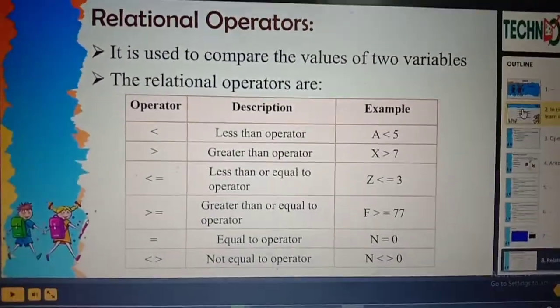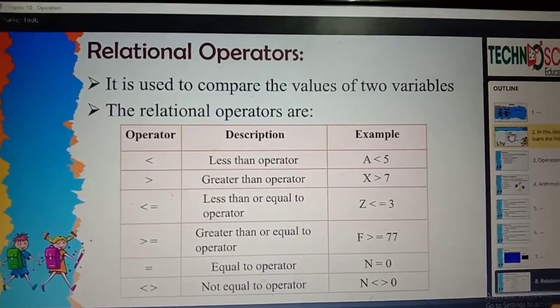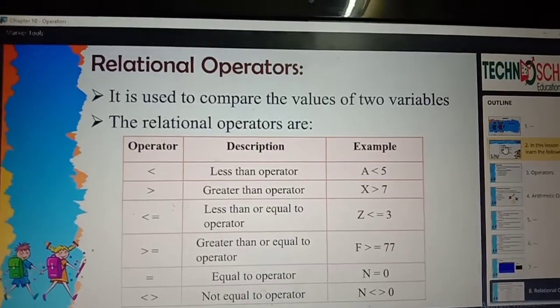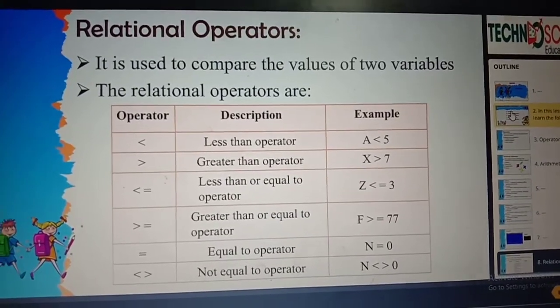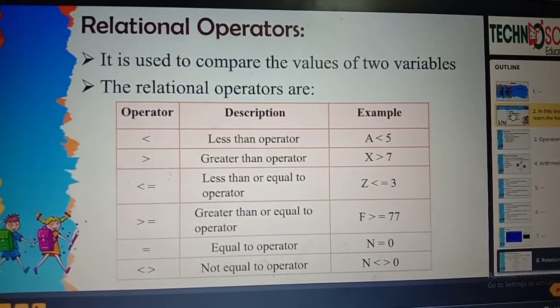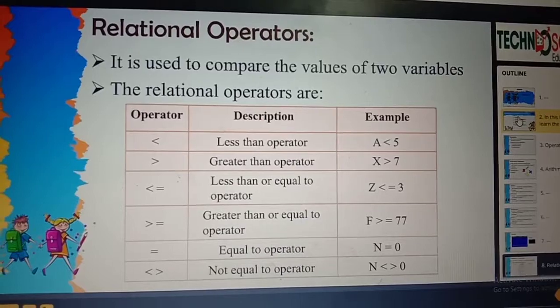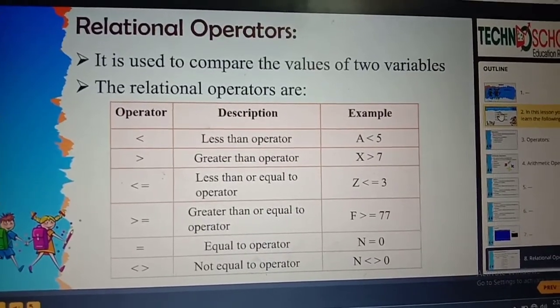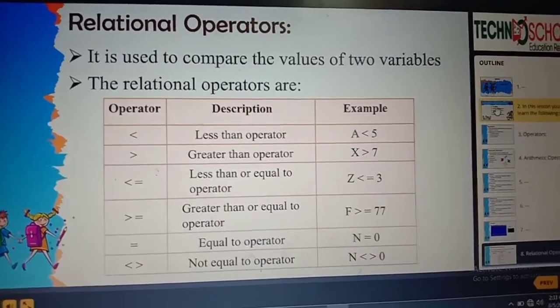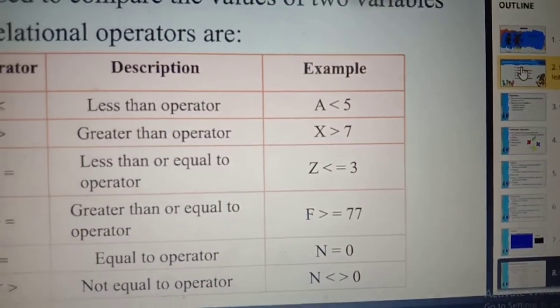Next, we are moving to the relational operator. It's mainly used for comparing two variables. It is used to compare the values of two variables. The relational operators are less than operator, greater than operator, less than or equal to, greater than or equal to operator, not equal to operator. So these are the examples.